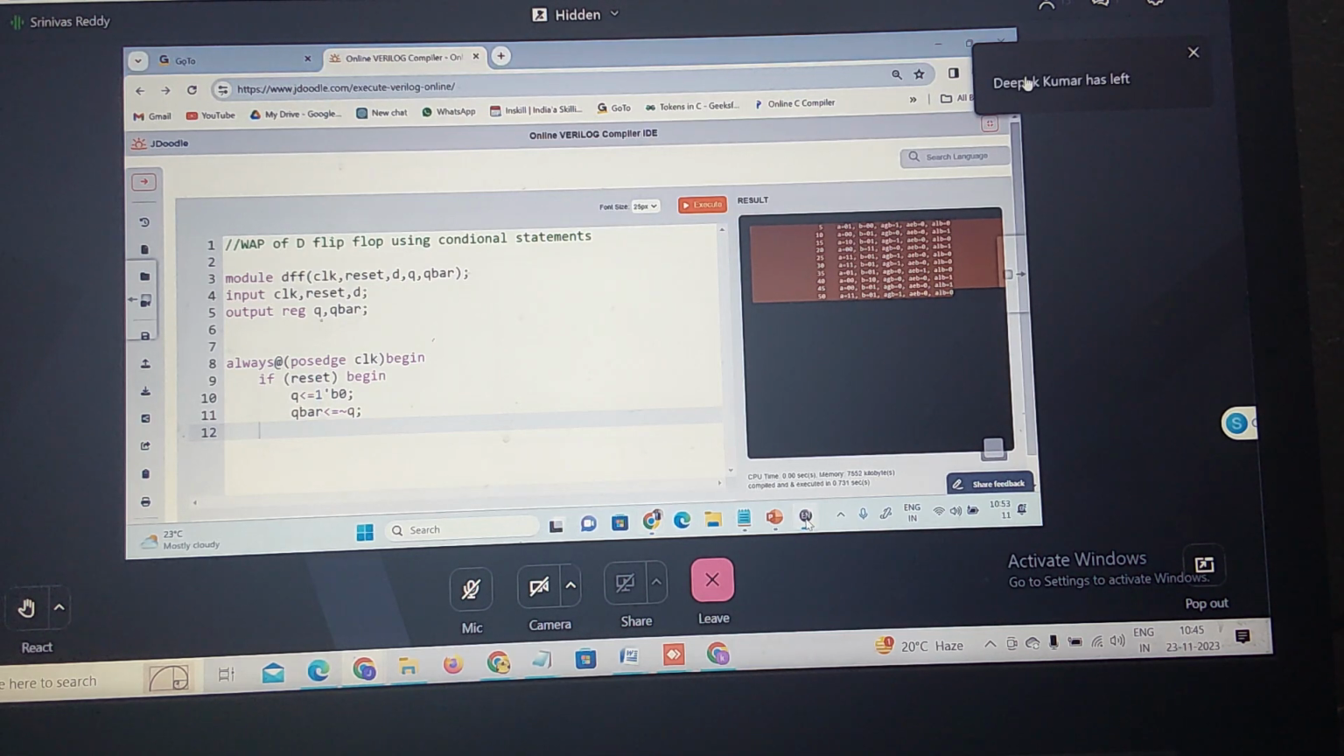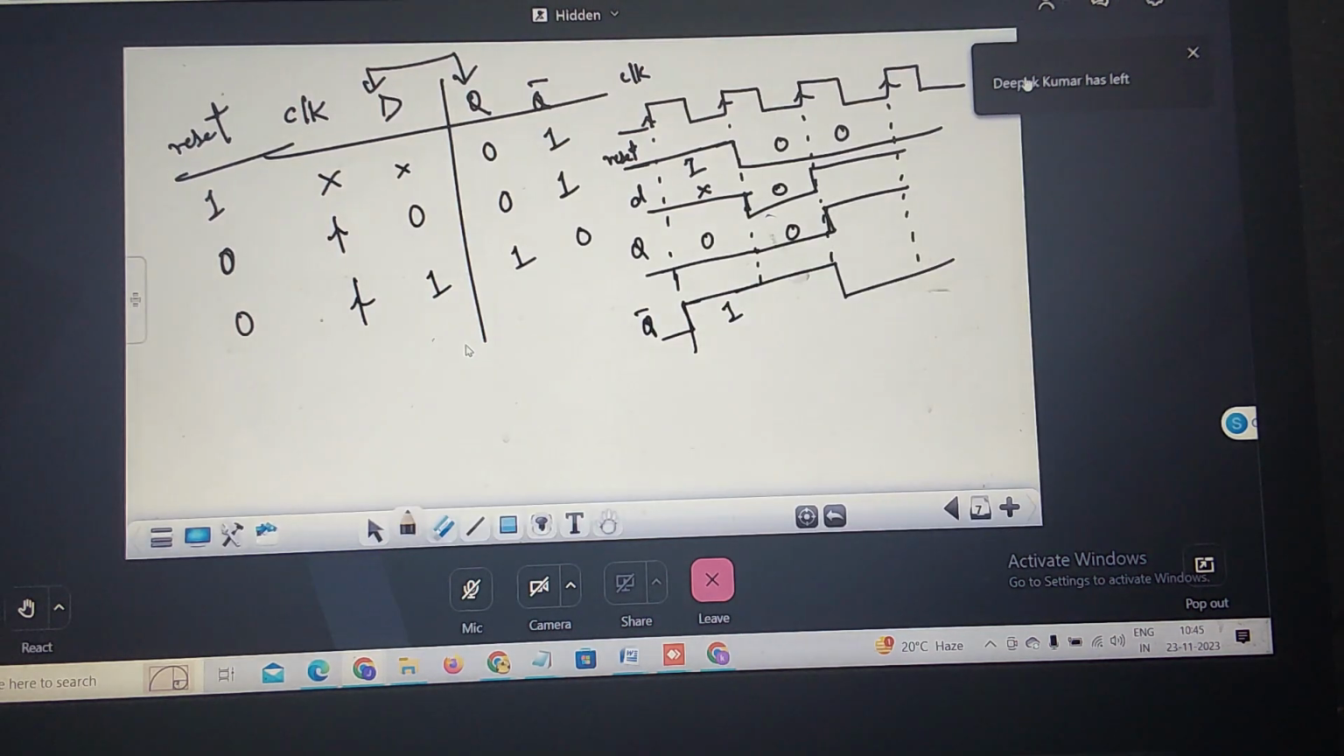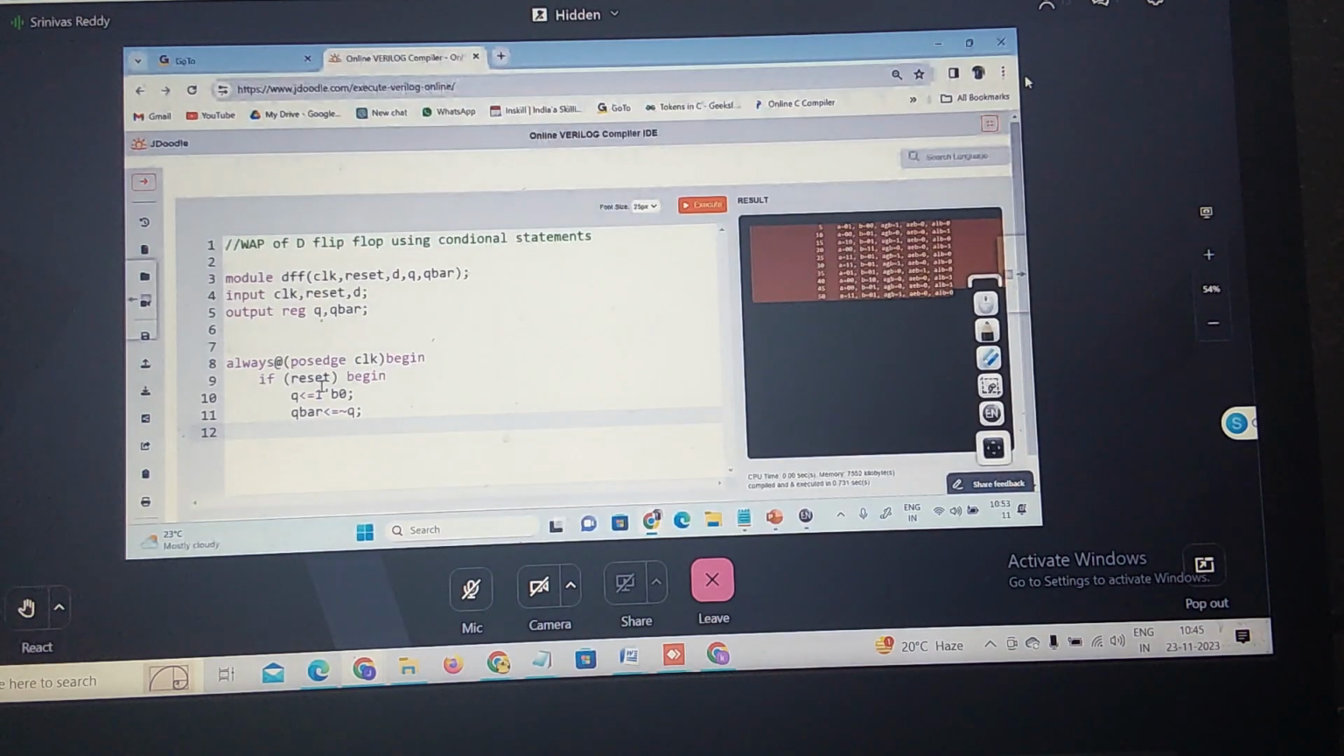This is what I am writing in the truth table here. You can see, if reset is equal to 1, irrespective of clock and D, Q is equal to 0 and Q bar is equal to 1. Correct? So these blocks will execute whenever the rising edge, the positive edge, comes. How do you understand this? Then what do I need to write?